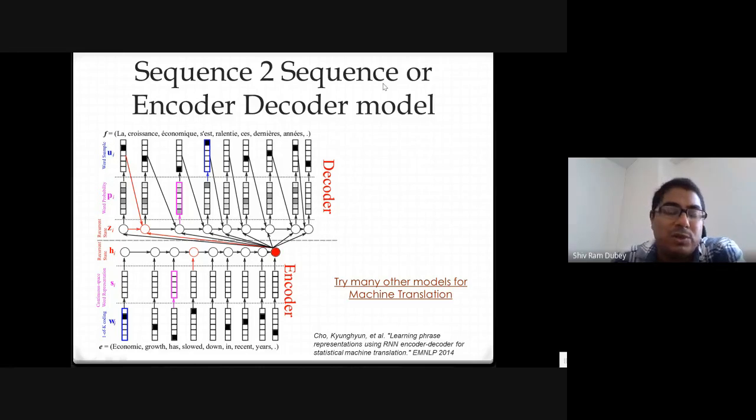Suppose you have to do machine translation, which means you have some words given in English and you want to transform them into some other language. Then this can also be used: the encoder can transform these words into some latent space, and that latent space can be used again to transform into a different language.